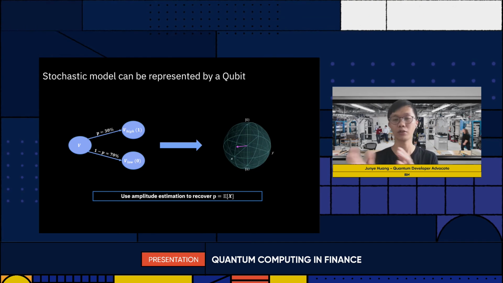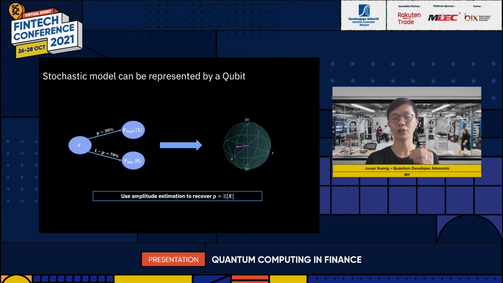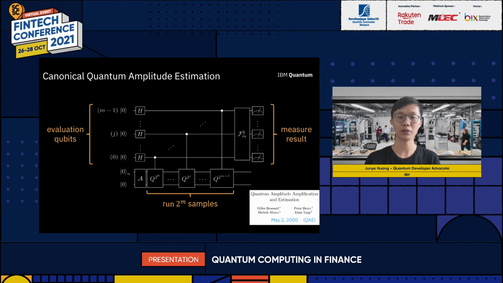You need to do measurement and you need to sample them. But when you sample them, you actually collapse the quantum circuit and you could change the quantum state. So you need to find an algorithm that actually extracts this amplitude information without destroying the quantum information.